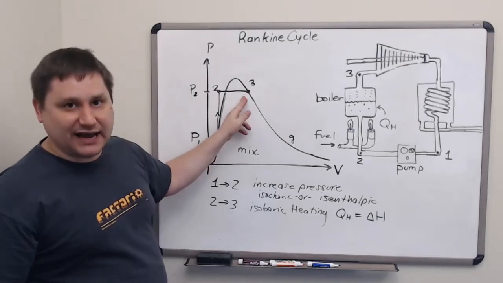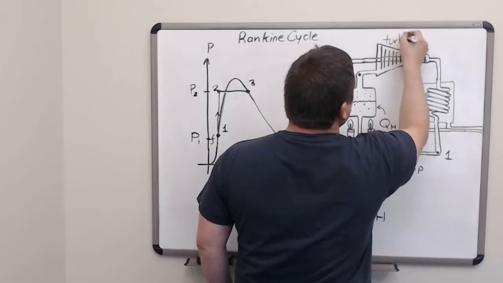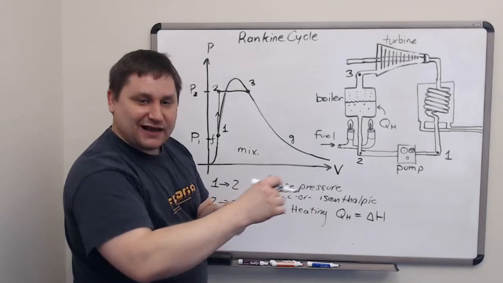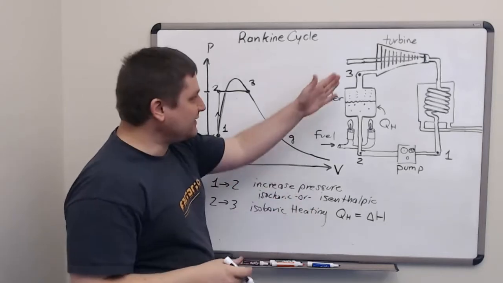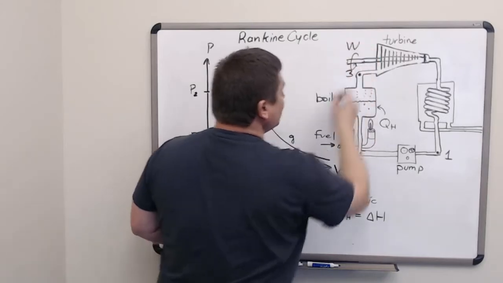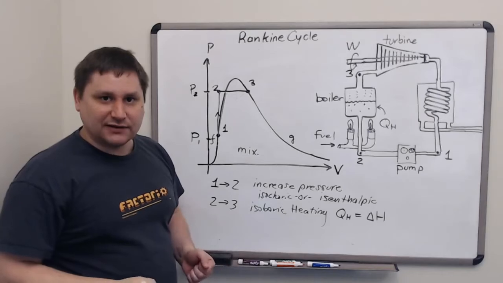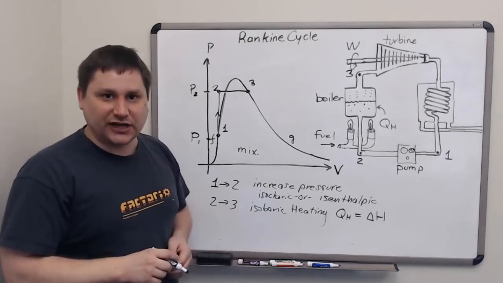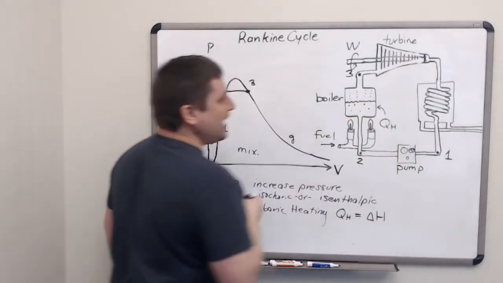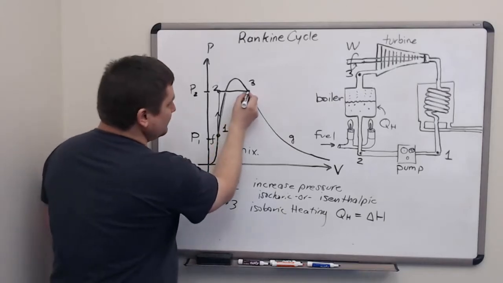It's ready to expand. So we send it through the turbine. The steam flows past the turbine, pushing on the vanes and turning the shaft. The rotational motion of this shaft is how we get our work output. This is connected usually to an electric generator. The expansion of the gas as it flows through the turbine is modeled as adiabatic.